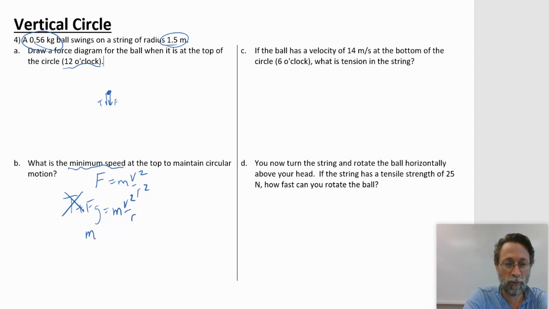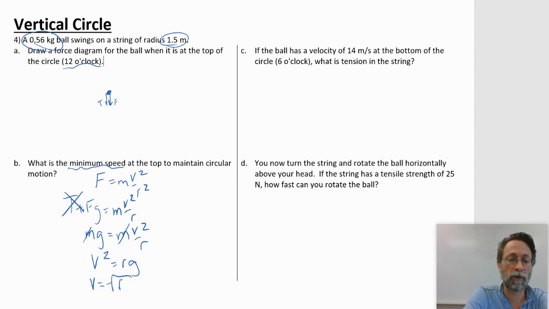So the force of gravity, remember, is mg, equals mv squared over r. Our masses cancel out. And again, this should start looking familiar to you. Don't we end up with the same equation that we had in the last sample problem, where the square root of r times g is going to be our velocity? So the square root of 1.5 times 9.8 gives us a value of 3.83 meters per second. So that's how fast it can go over the top without actually falling downward.